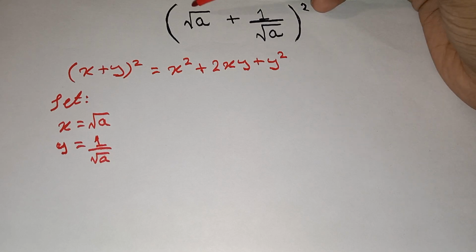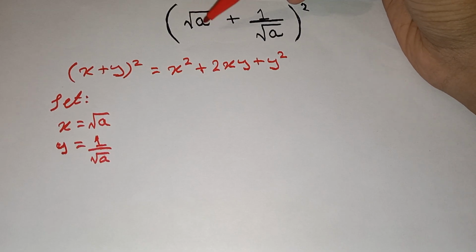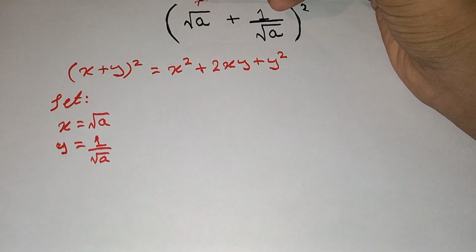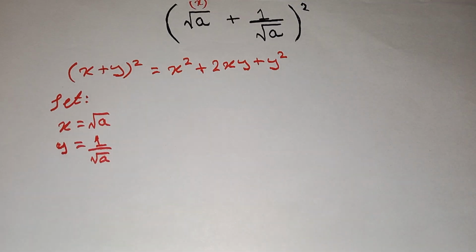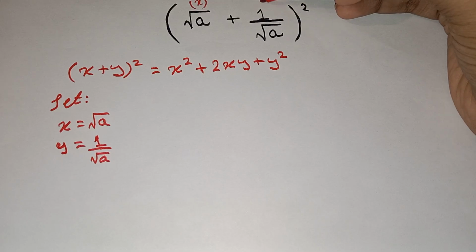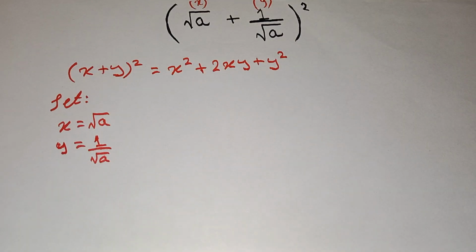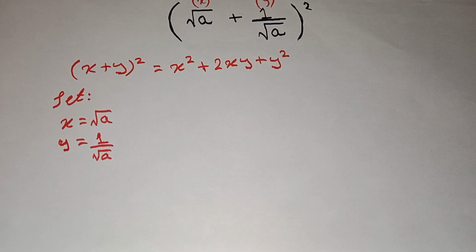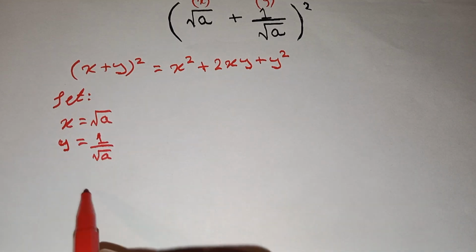This particular thing, square root of a, before the addition, is known as x. And this particular 1 over square root of a is known as y. Now we have identified the value of x and the value of y. x represents square root of a and y represents 1 over square root of a. Now we will simply apply the values.